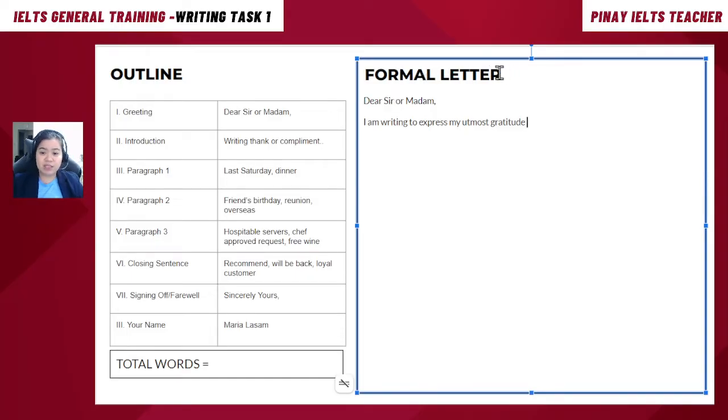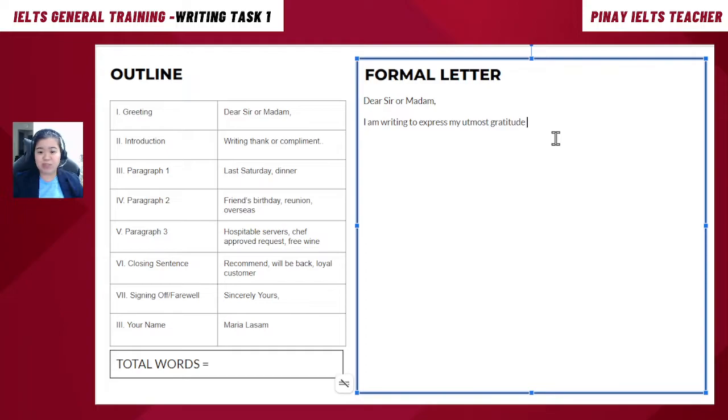Because remember, this is a formal letter. We want the choices of our words to be as formal as we can. Now that's entirely up to you, but for my preference, I want to use better and more formal words than just saying thank you. So I'm just going to use utmost gratitude.